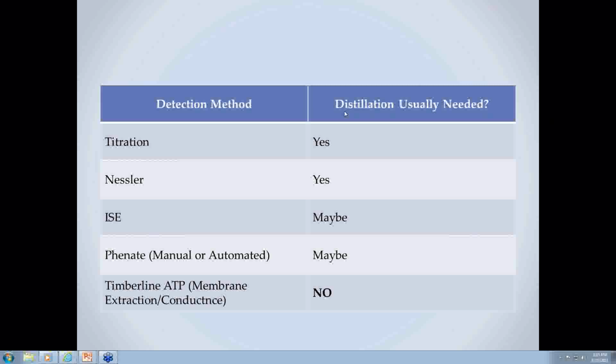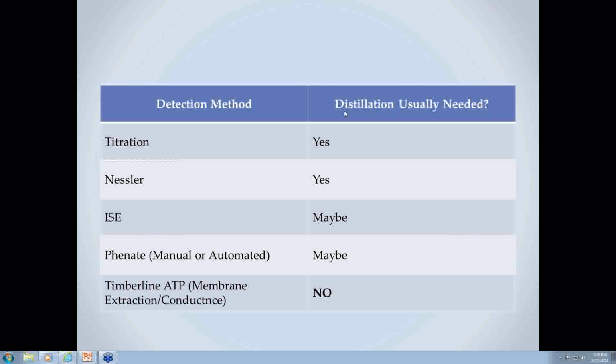Same way with the phenate method, because what you're looking at is a color change. But also, if there is suspended material in the sample, that will actually scatter the light and you'll get a false positive. It'll come off as absorbance, but it really isn't. It's just light scattering. The ATP, the membrane extraction conductance, no.